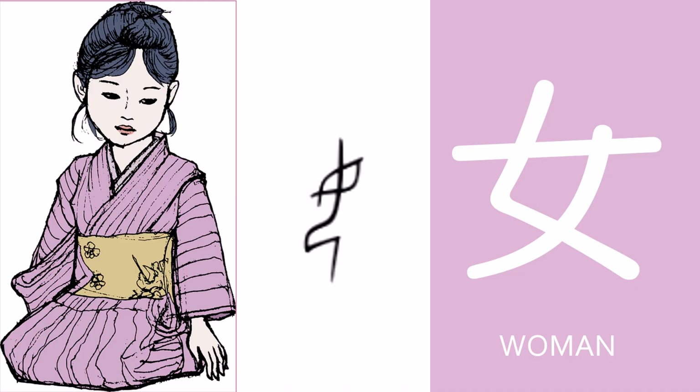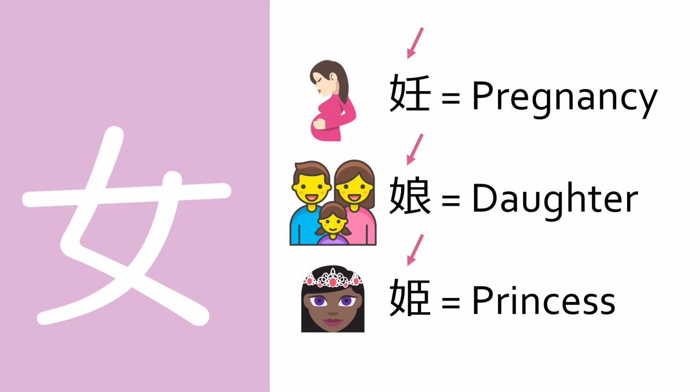So here is the etymology behind the kanji for woman. This kanji forms the shape of a woman with breast kneeling, though in the current shape we can only see the left breast and not the right one. One more thing to know is that this kanji can also act as a radical. For example, you will find it in words such as pregnancy, daughter, or princess. If you're not sure what radicals are, feel free to check out my video on radicals.